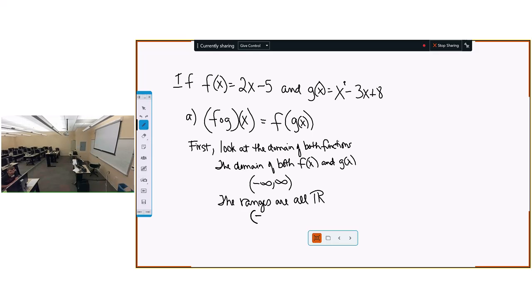So in interval notation, that's negative infinity to positive infinity. So the domain and range of both of those functions are all real numbers. Okay.